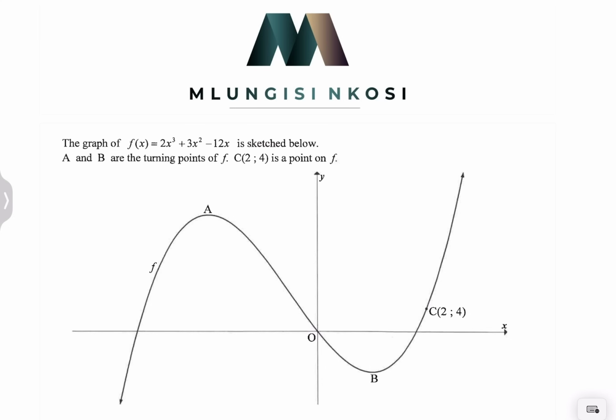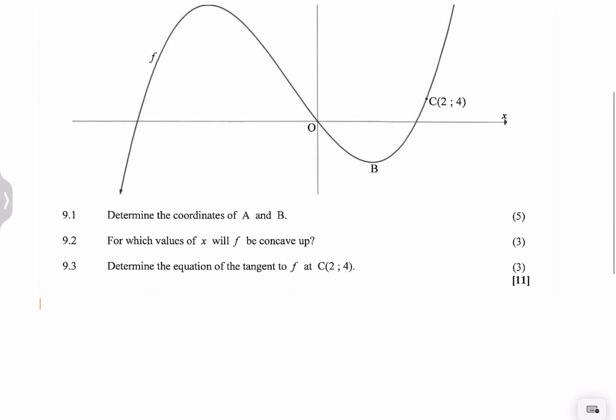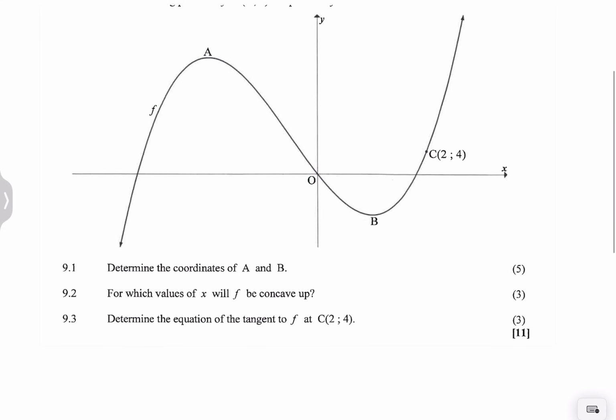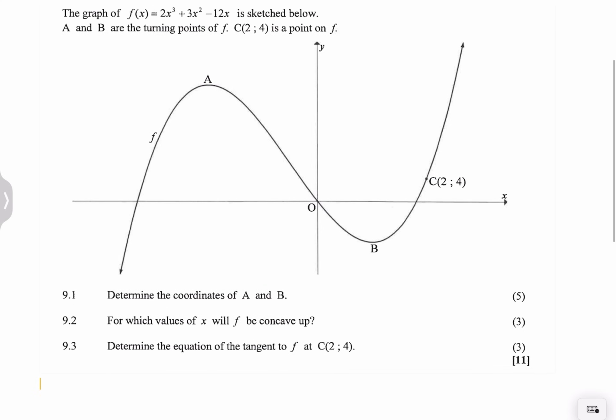Okay, so first of all, they say the graph of f of x is 2x cubed plus 3x squared minus 12x. Okay, so they've sketched it below. They say A and B are the turning points of the graph, and C, which is (2; 4), is a point on f. All right, now let's have a look at the questions that were given. They say determine the coordinates of A. So, of course, in this case, they want us to determine the coordinates of the turning points, right?